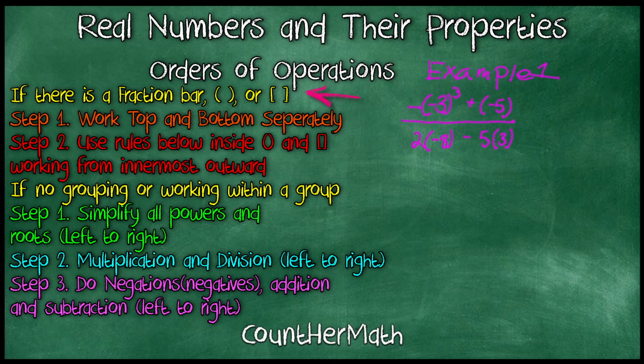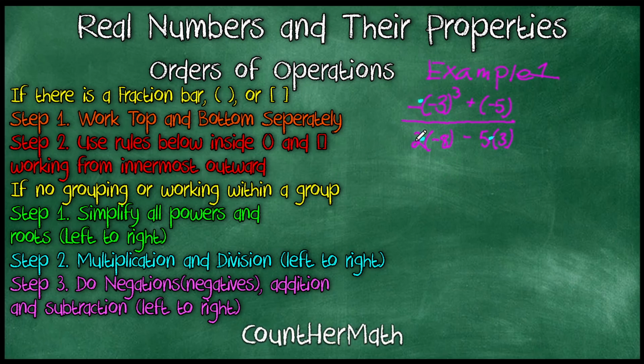We do have a fraction bar, so we're going to work through the numerator and the denominator completely separately. Then let's look at the next part, which is seeing if we have parentheses that we can work within. We do have some parentheses in here, but they're not anything I can work with. These parentheses are really acting as multiplication placeholders for us. So we have multiplication in all of these gaps here.